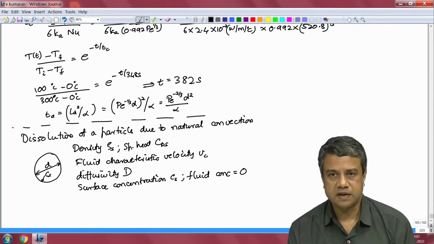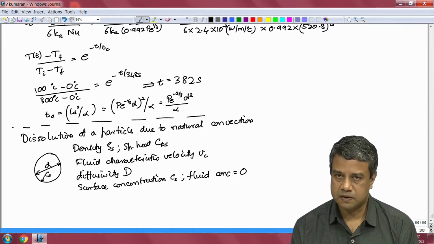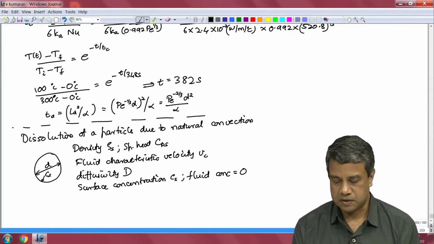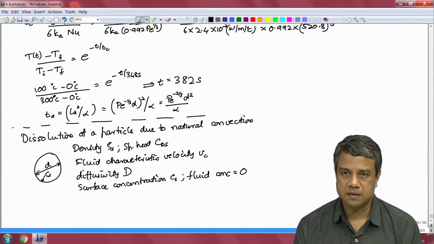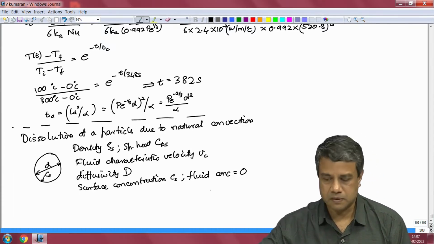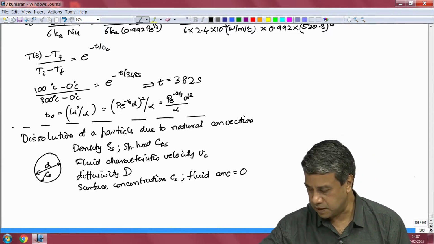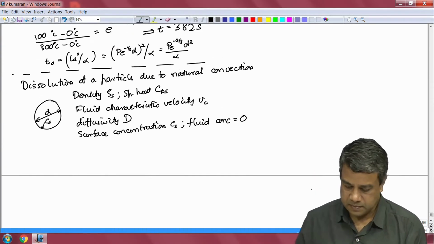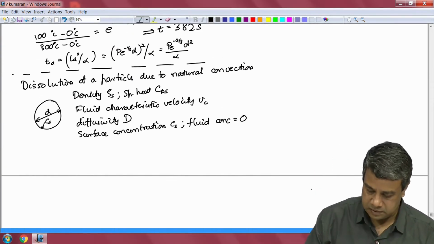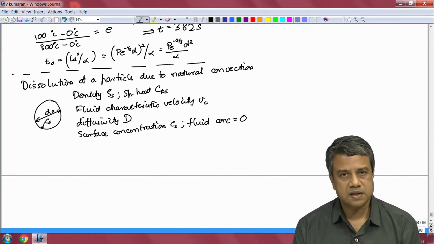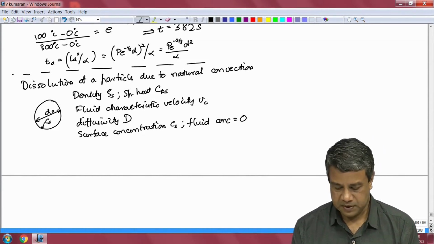We had derived this for a camphor particle when the transport is due to diffusion. In this case, we are considering the limit of high Peclet number where convection is dominant, and we want to know how the diameter of the particle varies with time. If we take an initial diameter d naught, how does the diameter vary with time?